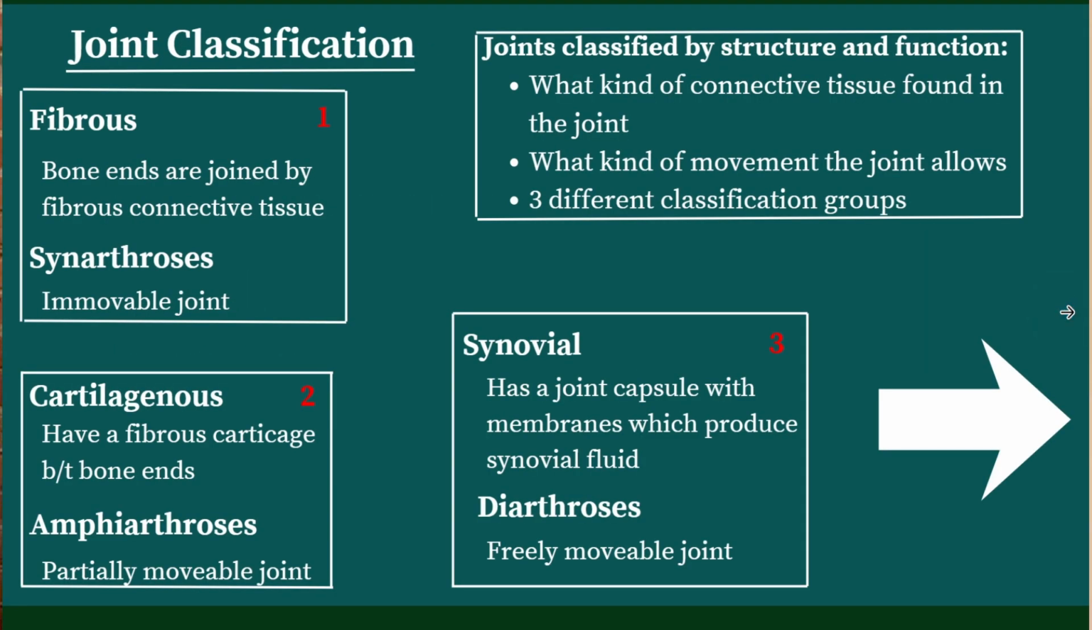Okay. There are 3 different classifications of all the joints that are in our body. So I have them highlighted here, 1, 2, 3, okay? And they are separated because of their structure and their function, okay? So the structure is what kind of connective tissue is found in the joint. We have all kinds of different connective tissue. We talked about that in the tissues unit. That's unit 4. Go check that out if you haven't already.